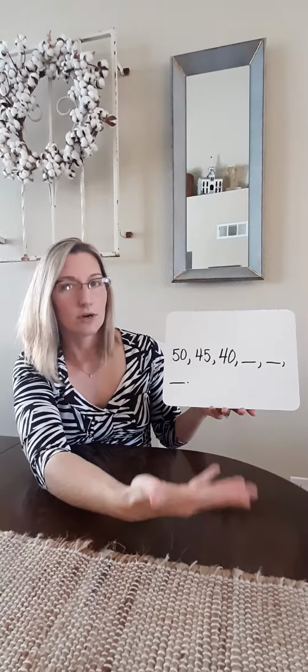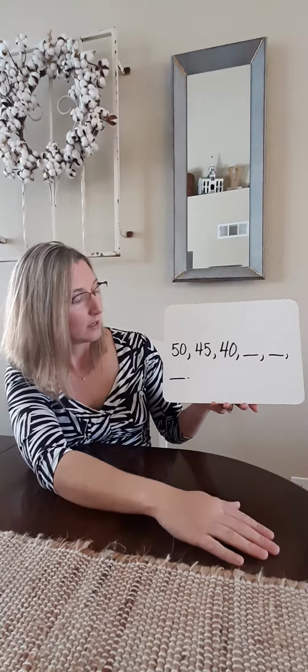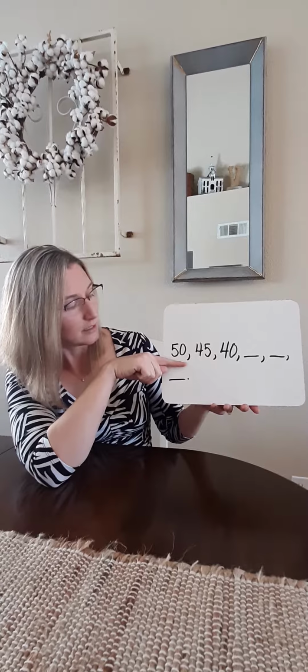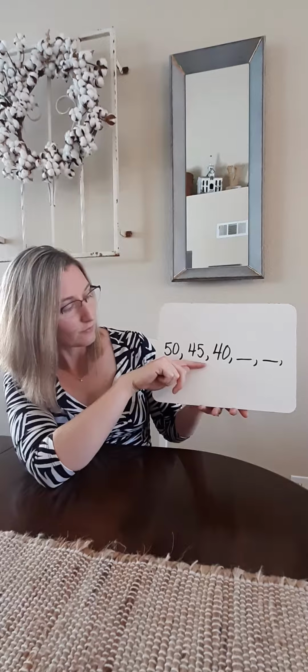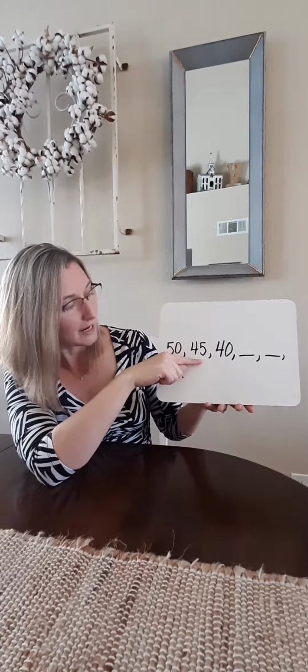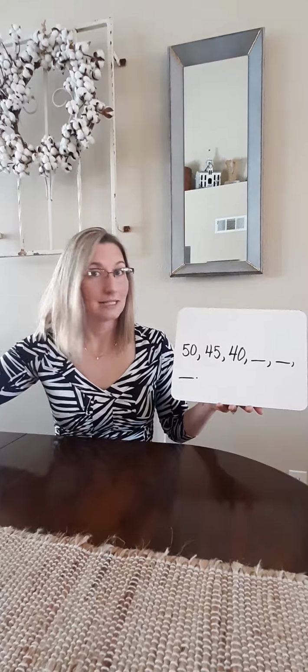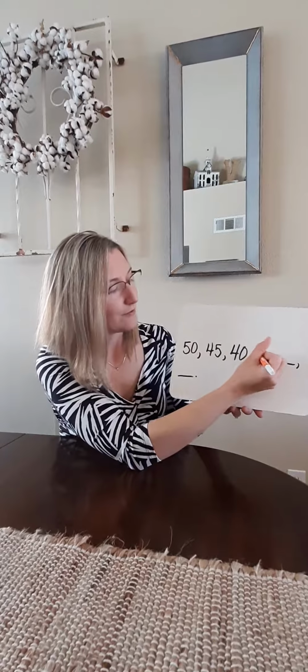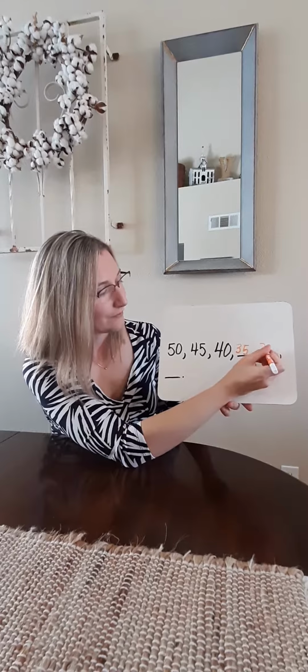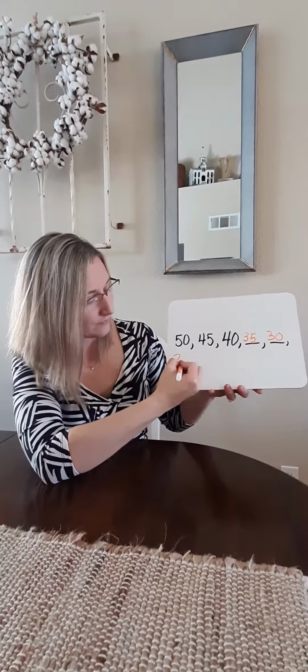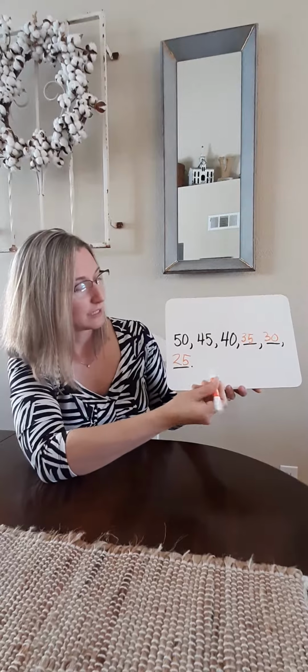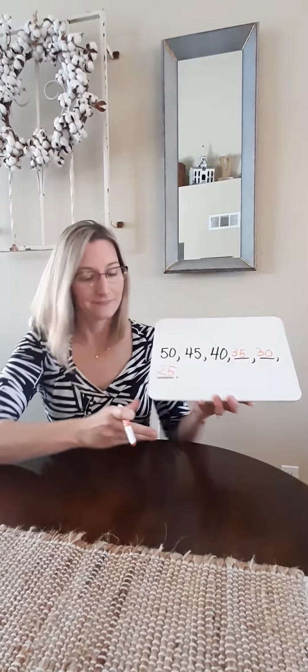Now we want to know how they're counting down. What is the pattern? Well, we know that 50 is 5 more than 45. So they must be counting by fives, counting down by fives. 50, 45, 40. Our next number would be 35. Then 30. And we will finish with 25. Our number pattern for today was counting down by fives.